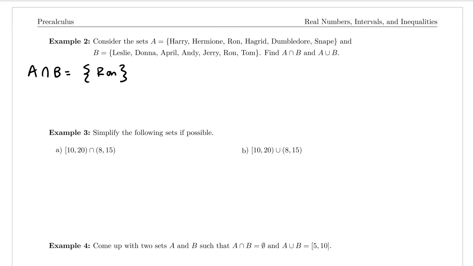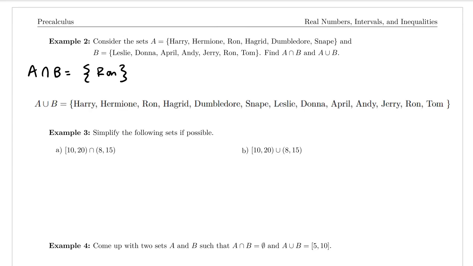Now, A union B is taking any element from each set, basically combining all of them together to form a single set. I didn't want to type out every single element, so here I have A union B is equal to, and then every single element listed out from either set. Notice that even though Ron is in both sets, I only listed Ron one time because you don't need to duplicate, so I'm just going to list it once here.